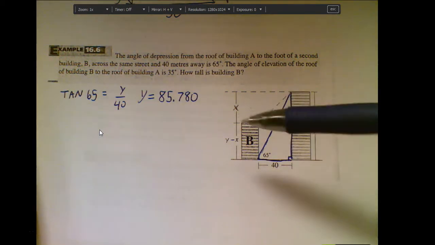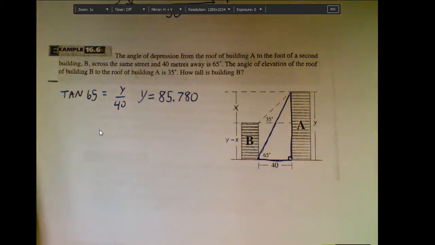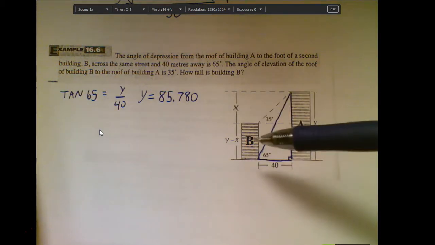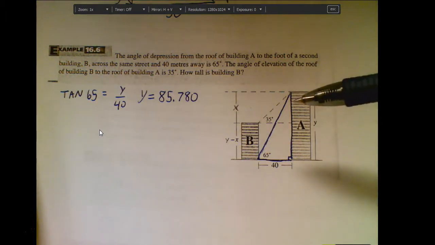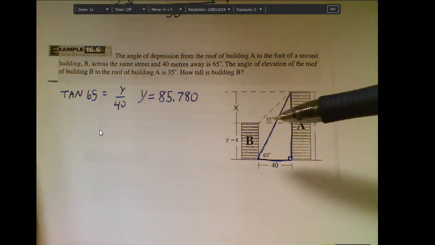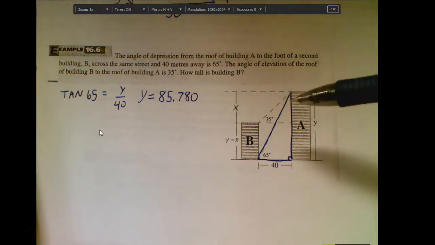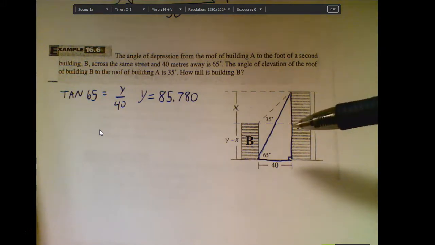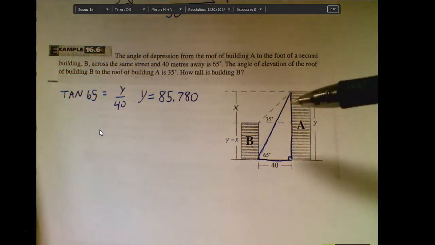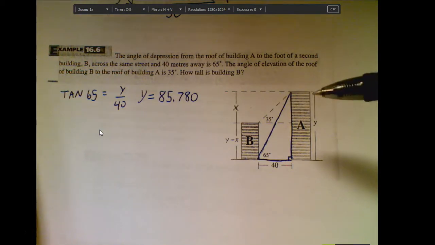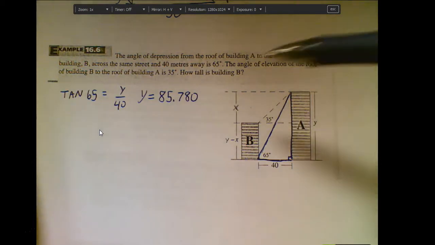The next key is if we look at the overall big picture, what we need to see is, if I'm going to find building B, since I have this value to work with, I need to find the height of building A, and then subtract out this piece right here, which we're calling X. If I subtract this out, that's going to leave me with the height of building B. So if we can find the X value, then I can just do the Y value minus the X value in order to get building B. So let's see if we can solve for X.